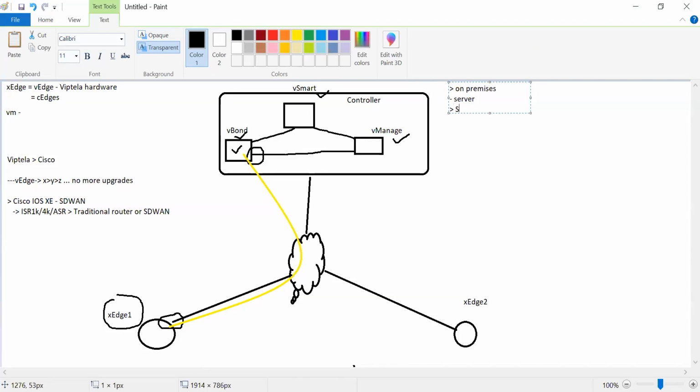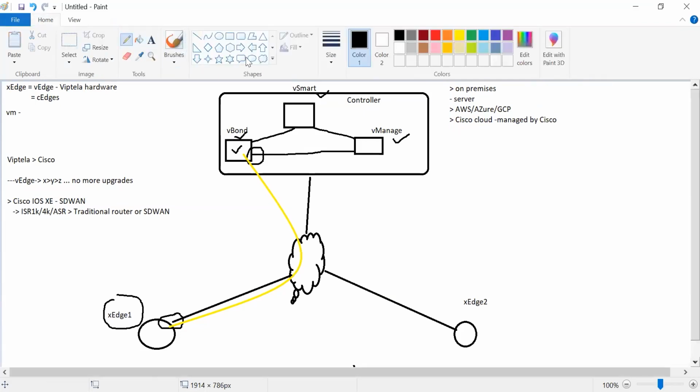They can be on AWS, Azure, or GCP. For example, it can be on clouds as well. It can be on Cisco cloud. When I say Cisco cloud, it would be managed by Cisco only. When we have it on premises on our own server, then we have the freedom to manage it by ourselves. We would do everything, starting from day 0 setup of all these devices. We can also have controllers hosted on Cisco cloud, managed by Cisco, and these end devices we manage by ourselves.